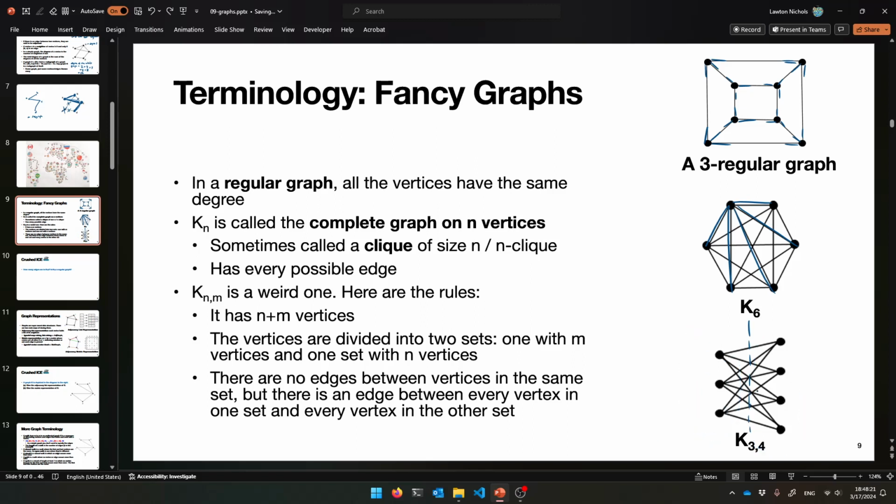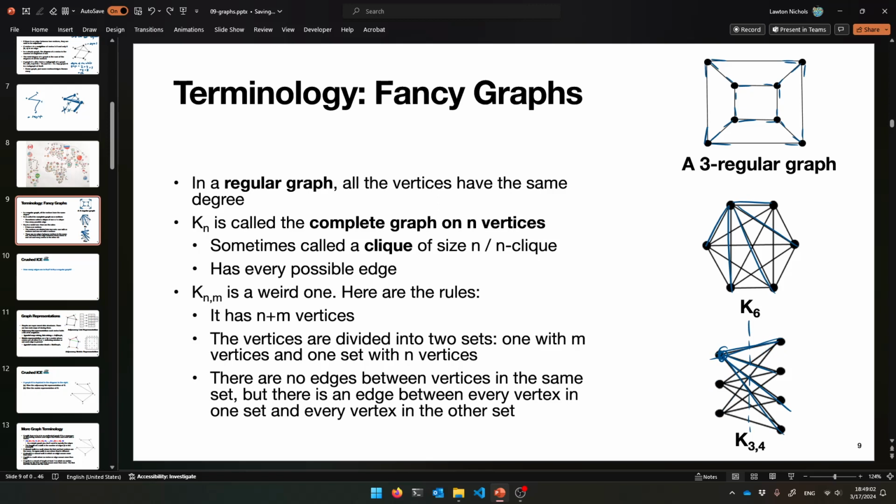So here's an example of K3,4. 3 vertices on the left, 4 vertices on the right, and they're divided like that. And there are no edges between vertices on the same side. So there's no edges here or here. There's no way to get from either of these to themselves without going to the other side, all right? But there is an edge between all of these things and all of these things. So each of these nodes has a way to get to everything on the right, and vice versa for the stuff on the right. Each of those has a way to get to every thing on the left, each of those 3, all right?